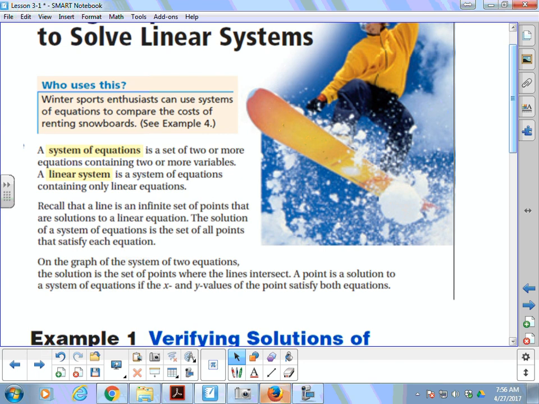A linear system involves just linear equations. When we do chapter 10 in Algebra C, we'll look at ones that are non-linear and how they work. And we're actually going to be using Desmos when we get there.